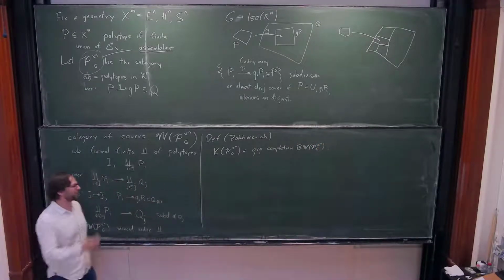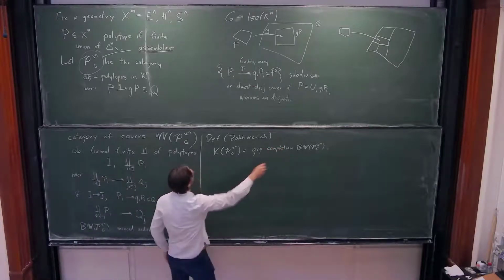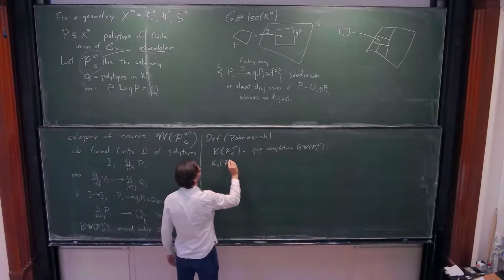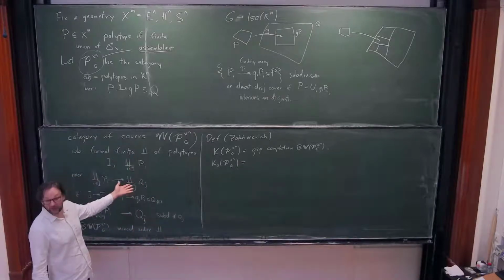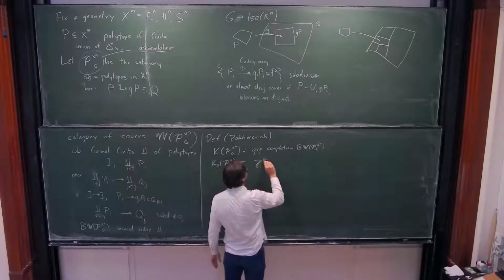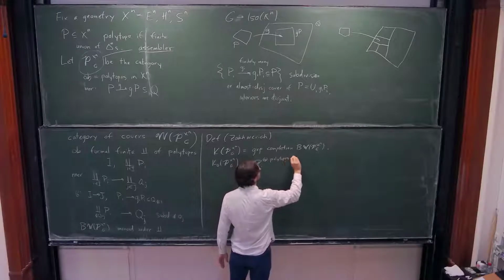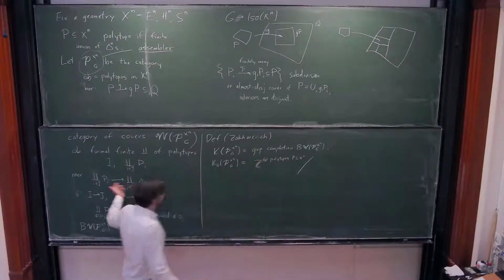So that gives you a spectrum. For instance, you can make a Siegel space out of this, and that gives you a spectrum. This is constructed so that if I look at pi naught, K naught, what am I getting? I'm getting the group completion of pi naught of this category of covers. So I'm going to get a free abelian group on all the polytopes P in my geometry. And then what are the one cells in this category going to do?